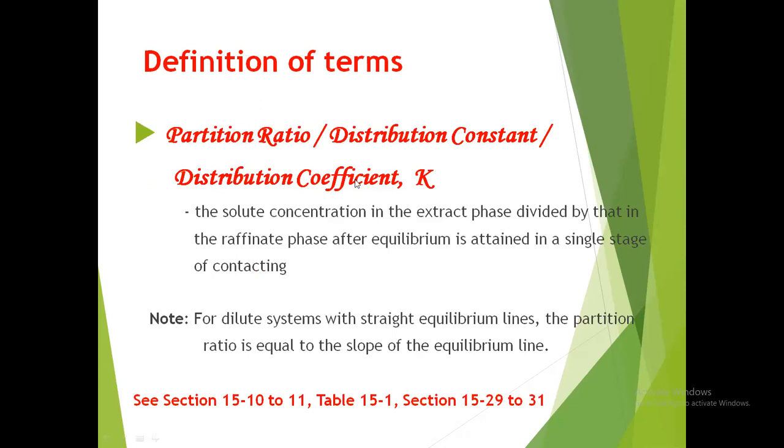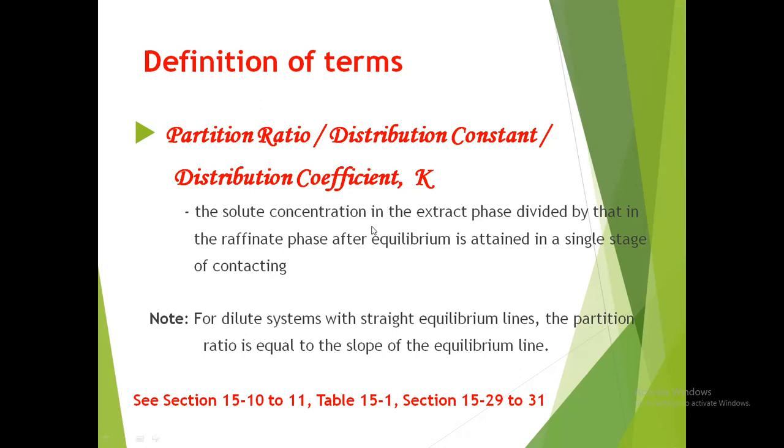Now, what about this K? McCabe is using K in the various example problems regarding extraction. So it's the partition ratio, or the distribution constant, or the distribution coefficient. All of these refer to this letter K. That's the solute concentration in the extract phase divided by that in the raffinate phase. Take note of this: after equilibrium is attained in a single stage of contacting. So it's not just any particular concentration in the extract divided by concentration in the raffinate, but it's the concentration at equilibrium. And this is what we call the distribution coefficient.